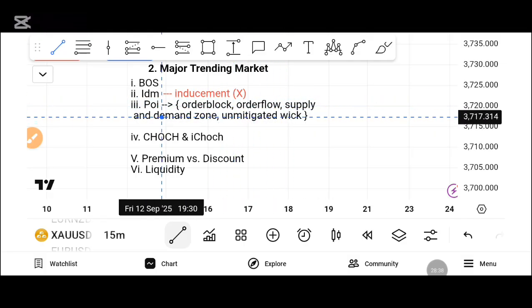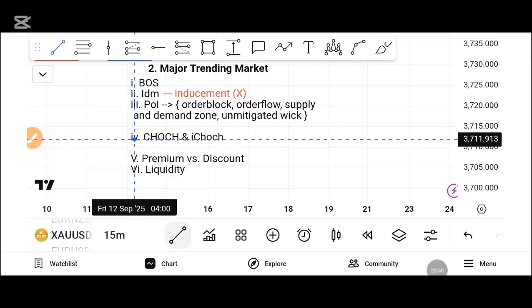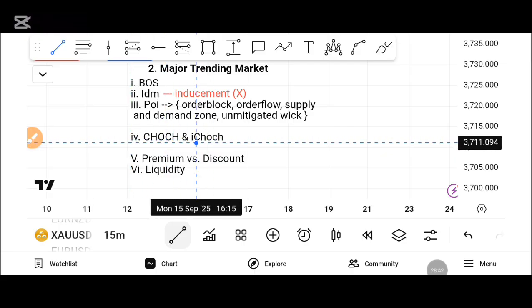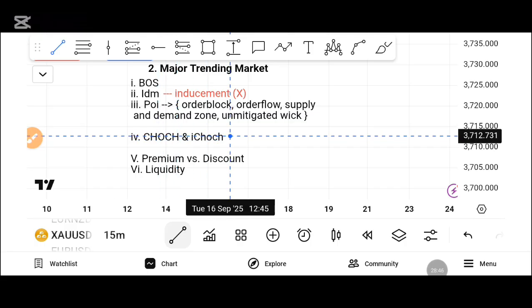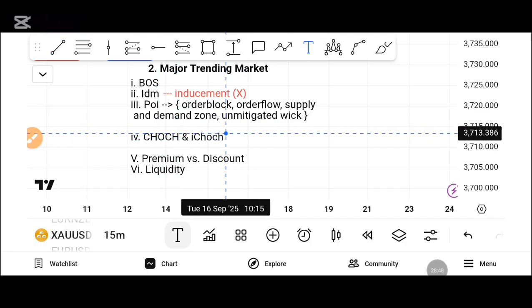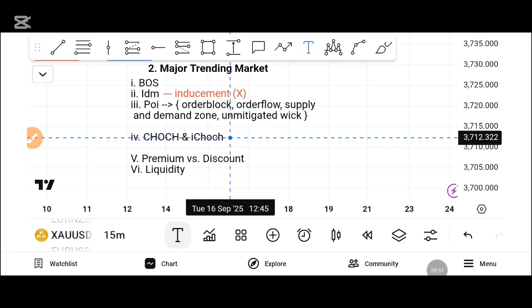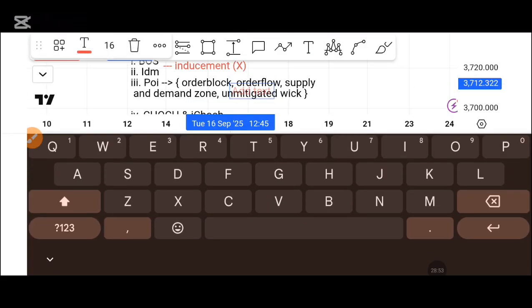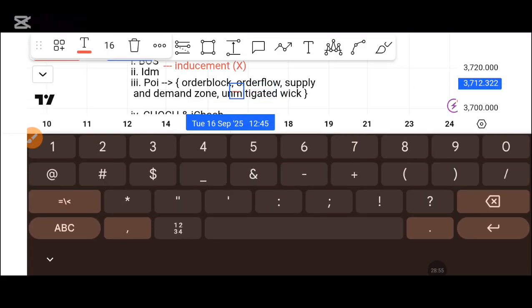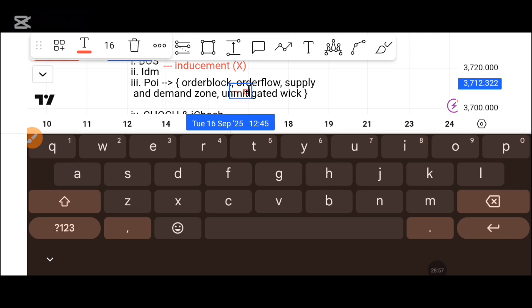Alright, so the next on our list is CHoCH and iCHoCH. So what do CHoCH and iCHoCH mean? It means change of character. Alright, let me just type it so that you can see it. It means change of character.